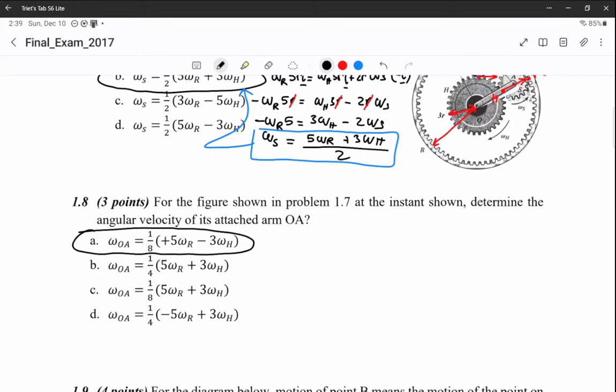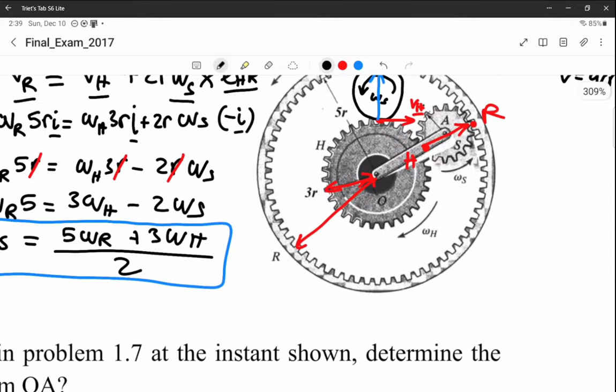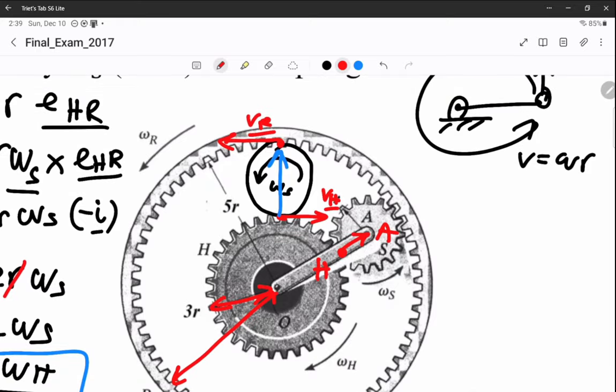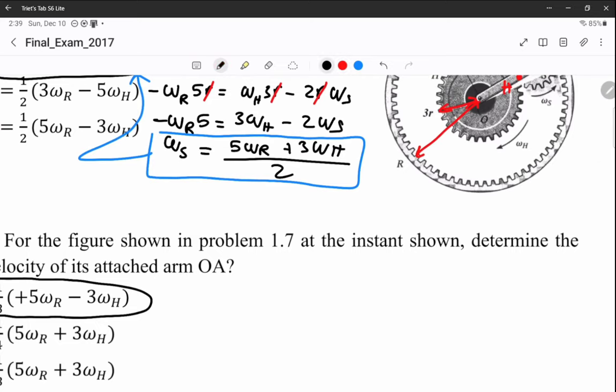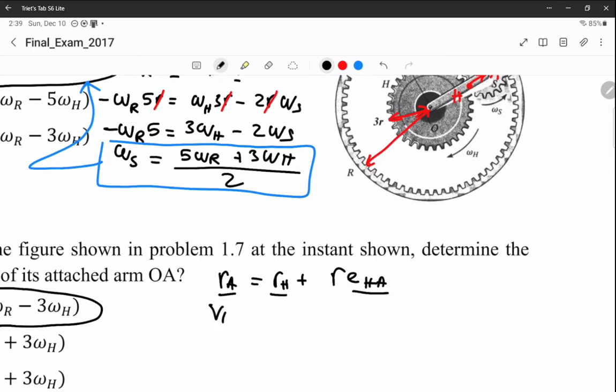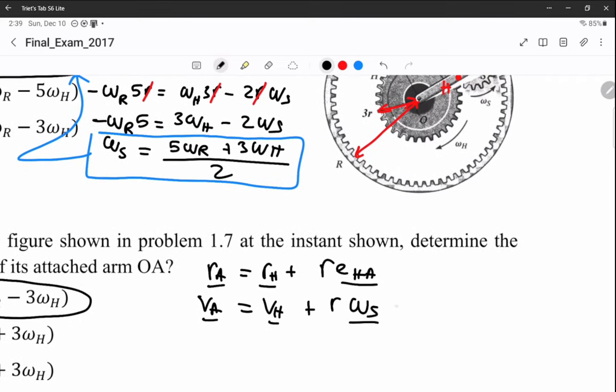Next one. This one is a little more complicated. The figure shown in problem 1.7 at the instant, determine the angular velocity of its attached arm OA. So now we're interested in OA. We're going to draw a vector here. This is H, this is going to be A. So R_A is R_H plus R, the vector E from H to A. Take the derivative: V_H plus R omega S, which we just calculated, cross E_HA.